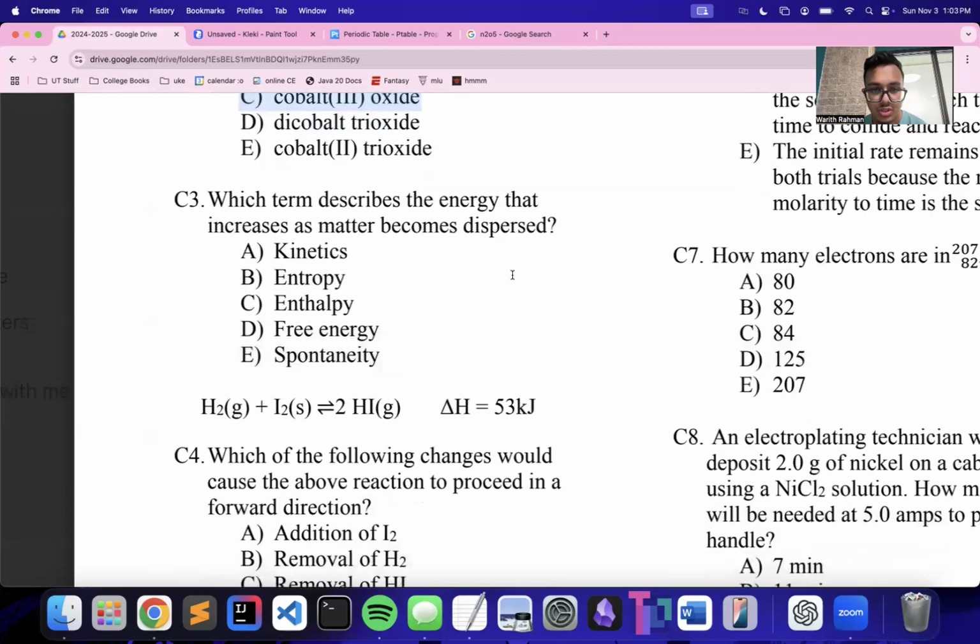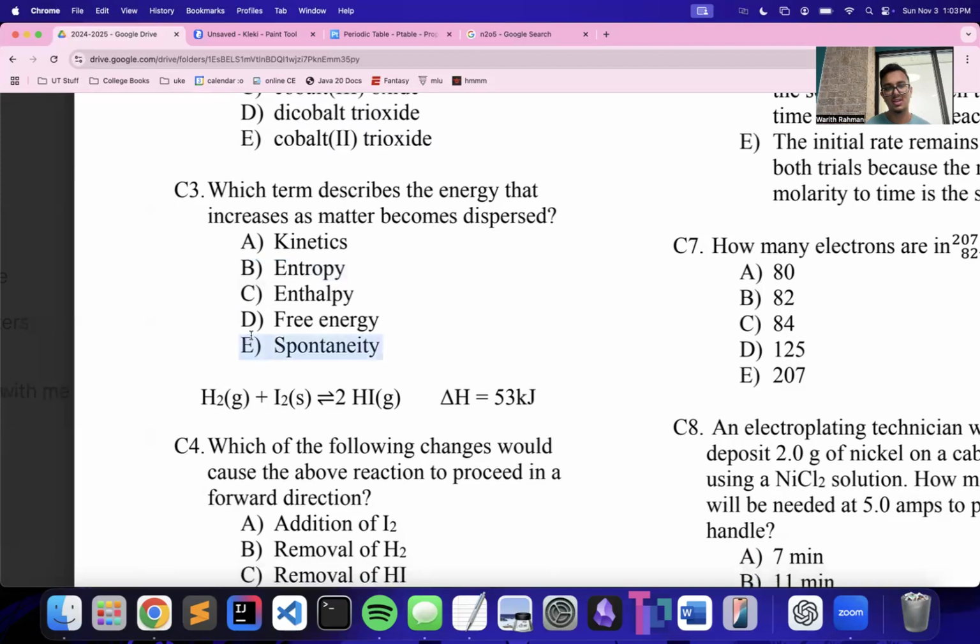Yeah. C3, which term best describes the energy that increases as matter becomes dispersed? This is more of a definition question. And the answer to this one is going to be entropy. Entropy basically describes, in simple terms, the disorder of a substance. In other words, the more spread out a molecule is, the more entropy and disorder it's going to have. Another similar concept that's important to remember is that by logic, gases are going to have higher entropy than their liquid and solid equivalents. So here, enthalpy just kind of represents heat energy in a sense.